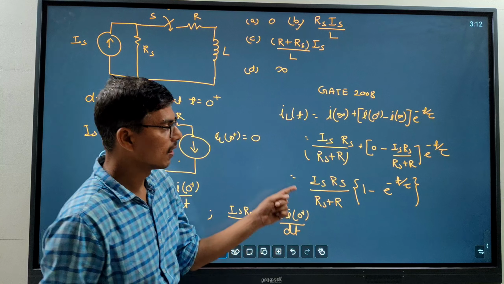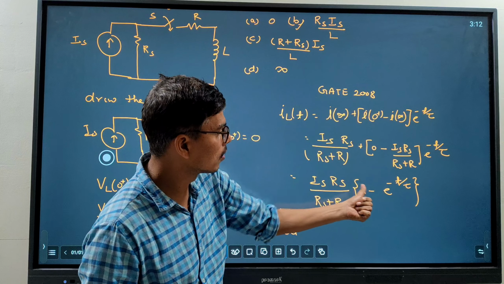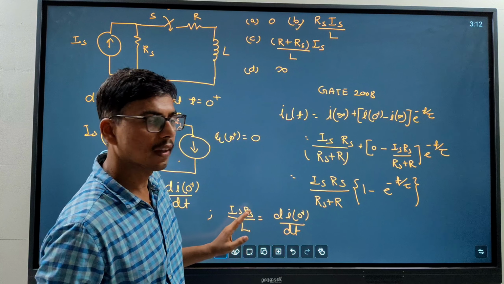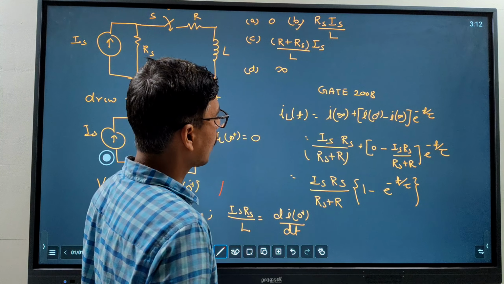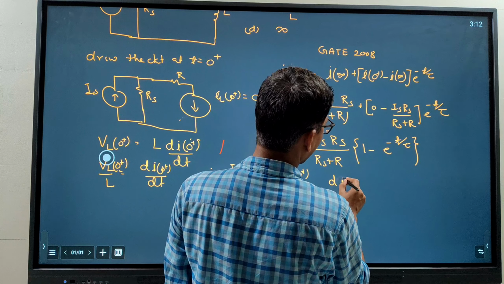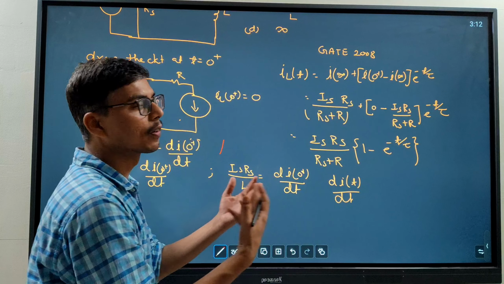Expression of rising current. At t equal to 0, the current is 0, at t equal to infinity, this is the current. Okay. So now just differentiate it. We have to find di upon dt at t equal to 0. Differentiate it and put t equal to 0.